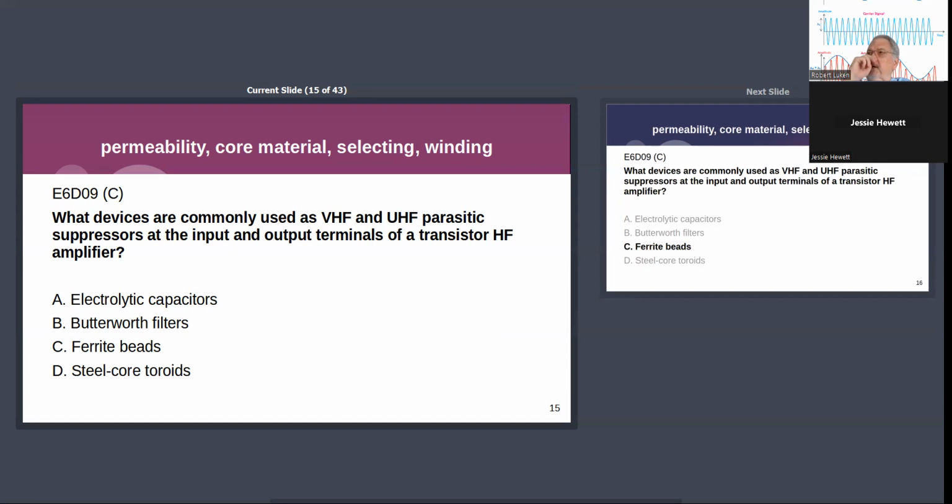Okay, what do you use in VHF, UHF as parasitic suppressors? So they're not as effective for HF? It depends on the material, the mix. Maybe the more you put on, the better for HF. Well, each one gives you a certain amount of inductance. So you put 5 of them on, you get 5 times the inductance in theory, and it works out almost that way.